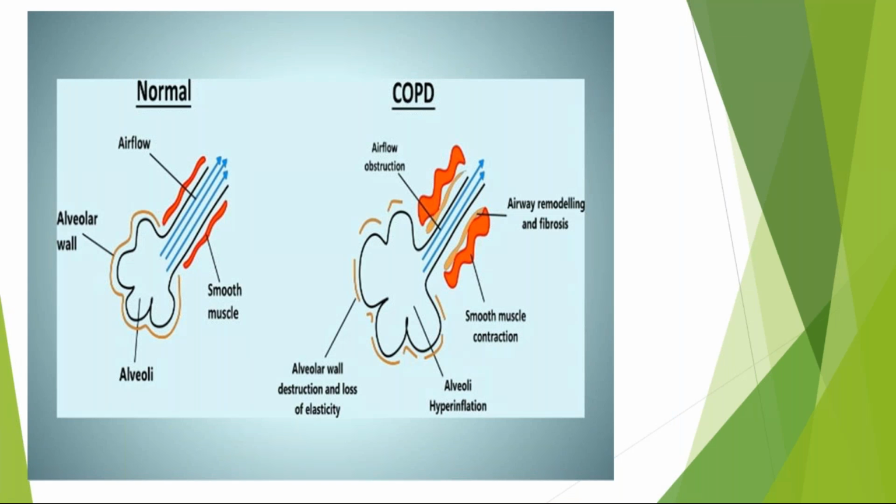This is the picture showing a normal airway and the airway of a patient with COPD. In patients with COPD, there will be airway remodeling, fibrosis, and smooth muscle contraction, leading to airflow obstruction. As there is airflow obstruction in expiration, there will be alveolar hyperinflation.